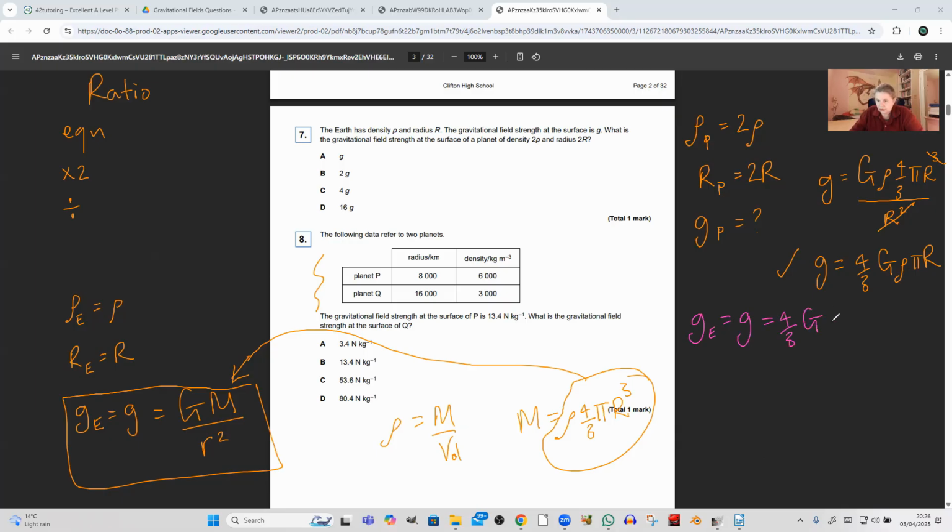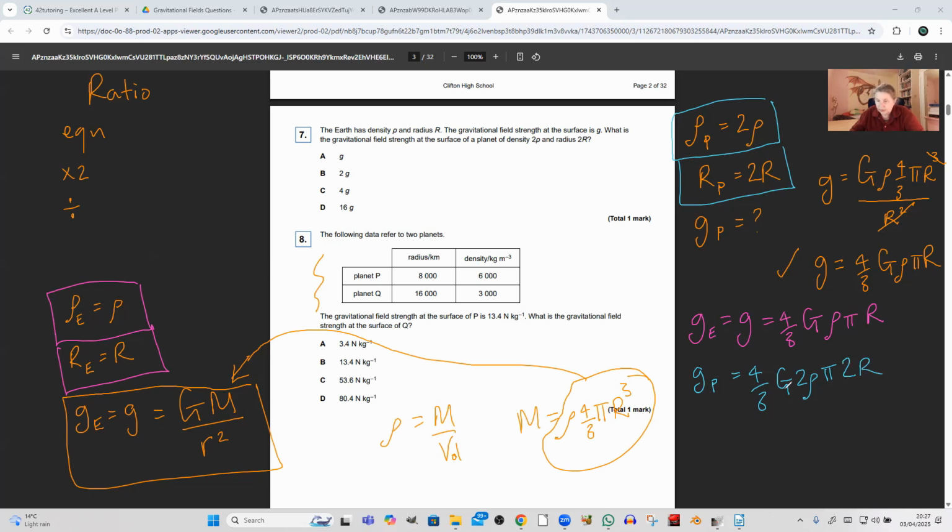4/3 big G rho, because rho for Earth is rho, pi, and then r for Earth is r. Right, so we've done it once. We're going to do it again now for the planet. So we've got 4/3 big G is the same. Rho for the planet is 2 rho. Can you see? 2 rho. We've got a pi, and then r for the planet is 2r.